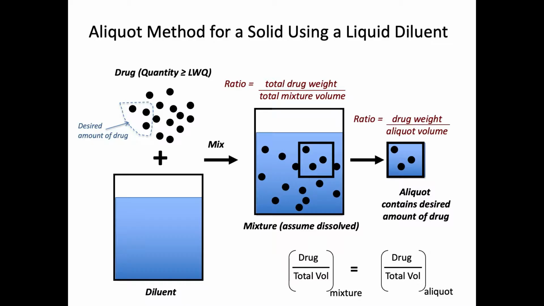So it really works kind of exactly the same. We're still going to weigh more than we need because of the least weighable quantity. We're going to disperse or dissolve that drug in a liquid solvent, and then take an aliquot, a fraction of that liquid volume that provides just the amount of drug that we need.